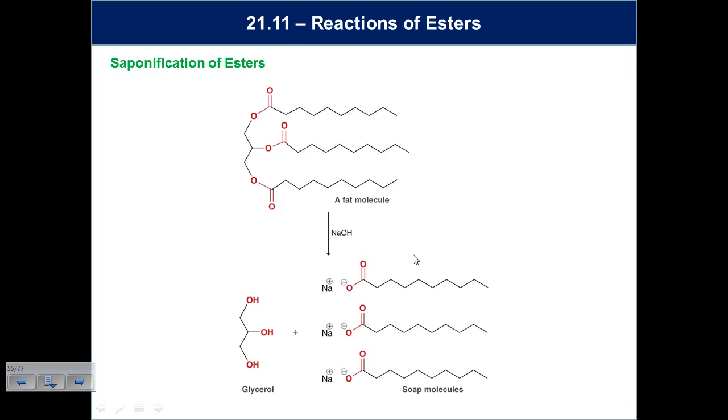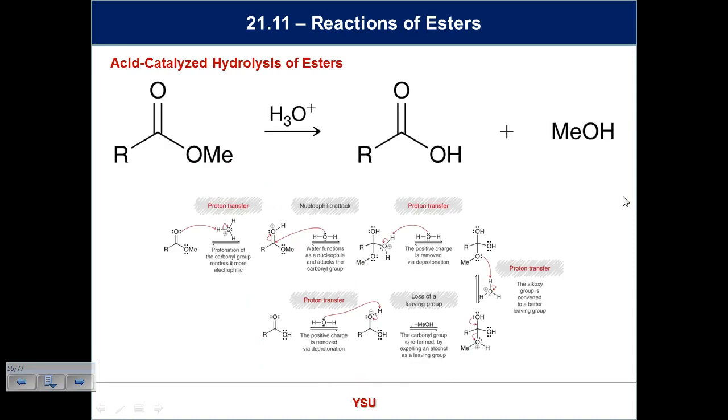In biochemistry, you'll learn about this in a bit more detail. You'll learn about these complex structures. There's a fat molecule, which is a triglyceride, and you cook this stuff up with base, and you end up with glycerol, which is useful, and you end up with soap molecules. All it is is a saponification process. You can also catalyze these things with acid.